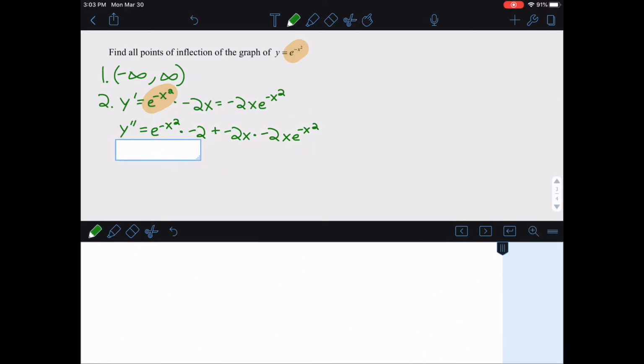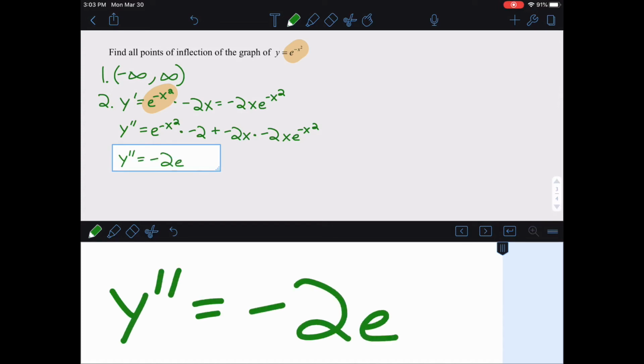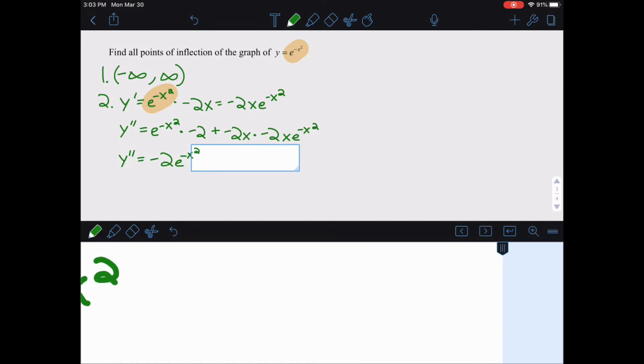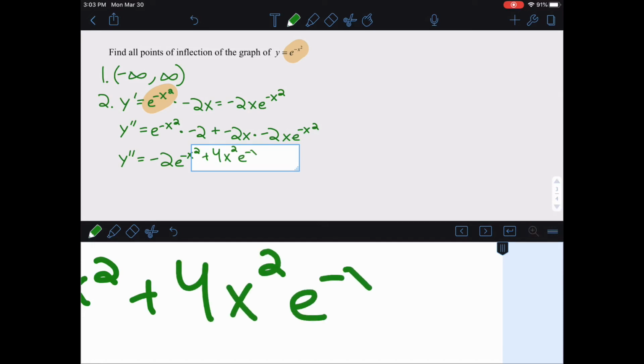So I'm going to do a couple of things here. I'm going to rewrite this as negative 2 e to the negative x squared. And then double negatives there, so I'll get a plus 4x squared e to the negative x squared.